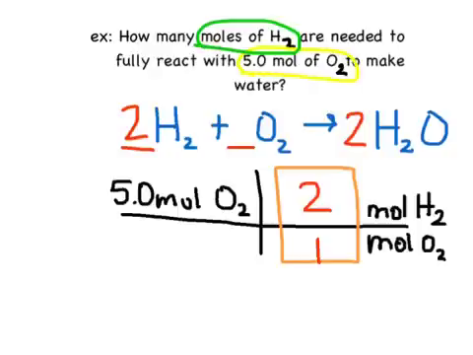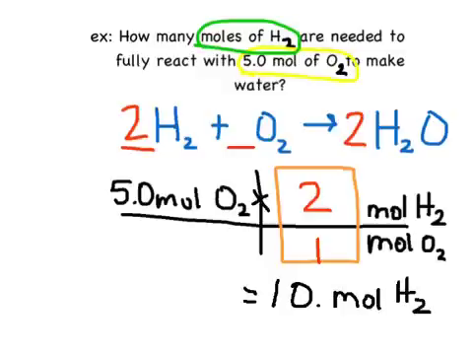Okay, so what we're going to do now is our math. Multiply on top. 5 times 2 is 10. 10 divided by 1 is 10. Okay, so 10 moles of H2. So that's how many moles we would need to fully react with 5 moles of oxygen in order to make water. Awesome. Okay, do you get it?